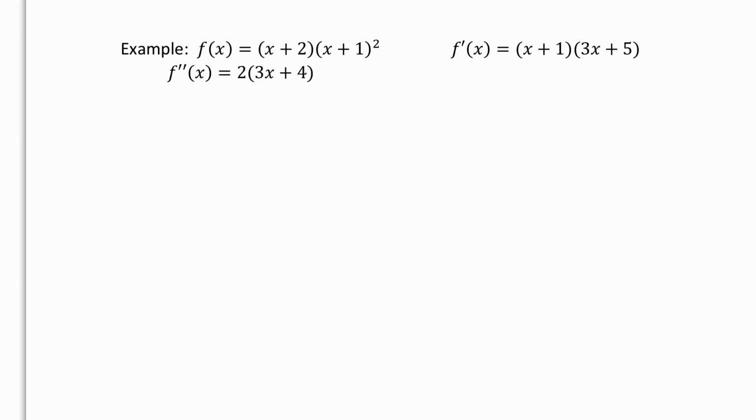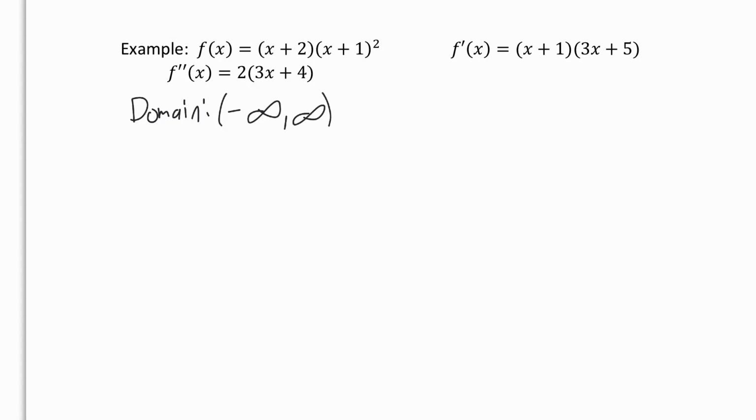Now let's do a fun polynomial one here. We have f(x), f prime, and f double prime given to us. And it's not a rational function, just a polynomial. So let's see what we get. Well, we're going to write the domain, which is going to be all real numbers.